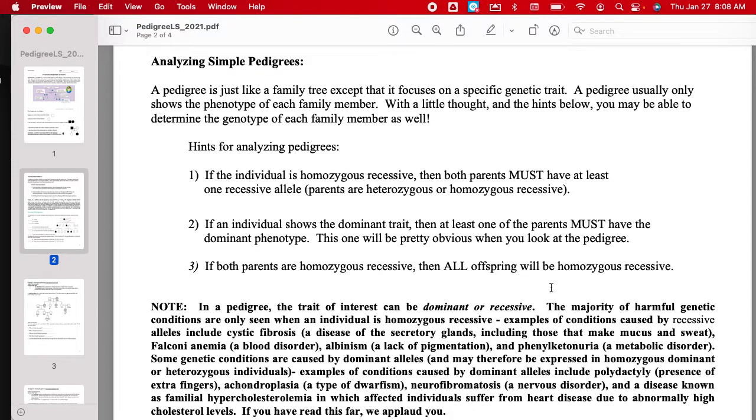All right, moving on to the second page. Analyzing simple pedigrees. A pedigree is just like a family tree, except that it focuses on a specific genetic trait. A pedigree usually only shows the phenotype of each family member. With a little thought and the hints below, you may be able to determine the genotype of each family member as well. Hints for analyzing pedigrees.